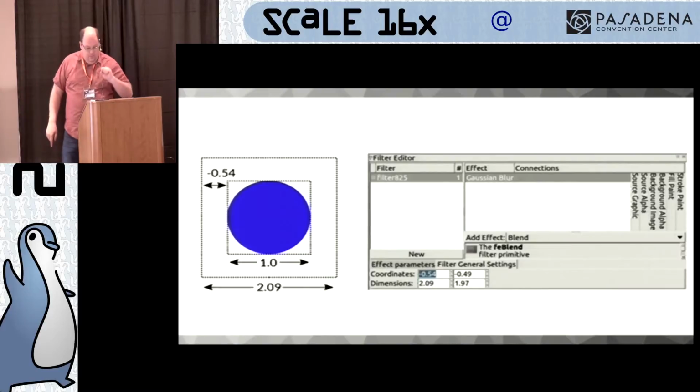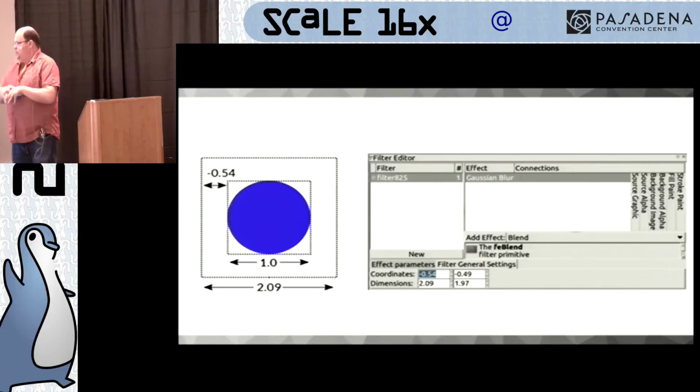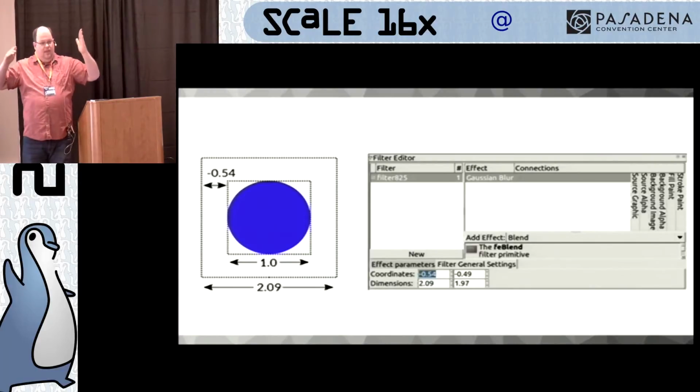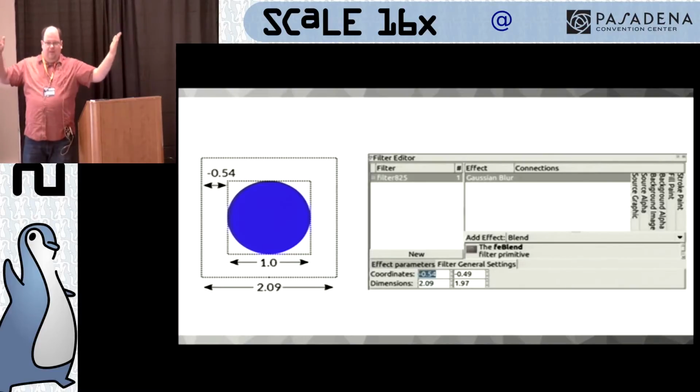And it is on the dialog in the filter general settings. So we've got the filter general settings. What happens in the filter general settings is that 1.0 is the width of the bounding box. Then anything over 1 is bigger than the bounding box. Anything less than 1 is smaller than the bounding box.